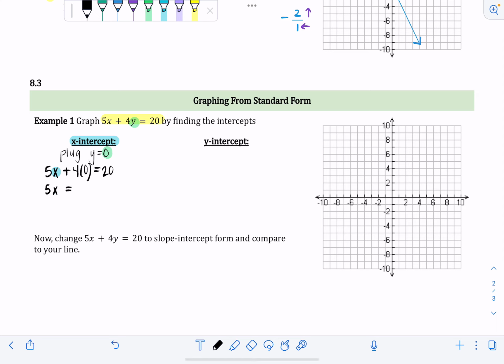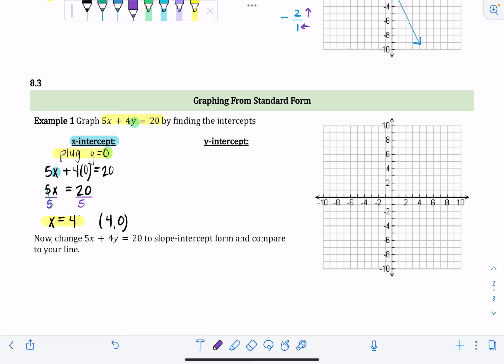So that part goes away, equals 20. And then my goal is to get x by itself, so I can divide both sides by 5 to cancel out the 5 that is being multiplied. 5 divided by 5 cancels out, and then I'm left with x equals 20 divided by 5, so 4. So we plugged in y equals 0, we got x equals 4. So that means that we have a point where the x coordinate is 4 and the y coordinate is 0.